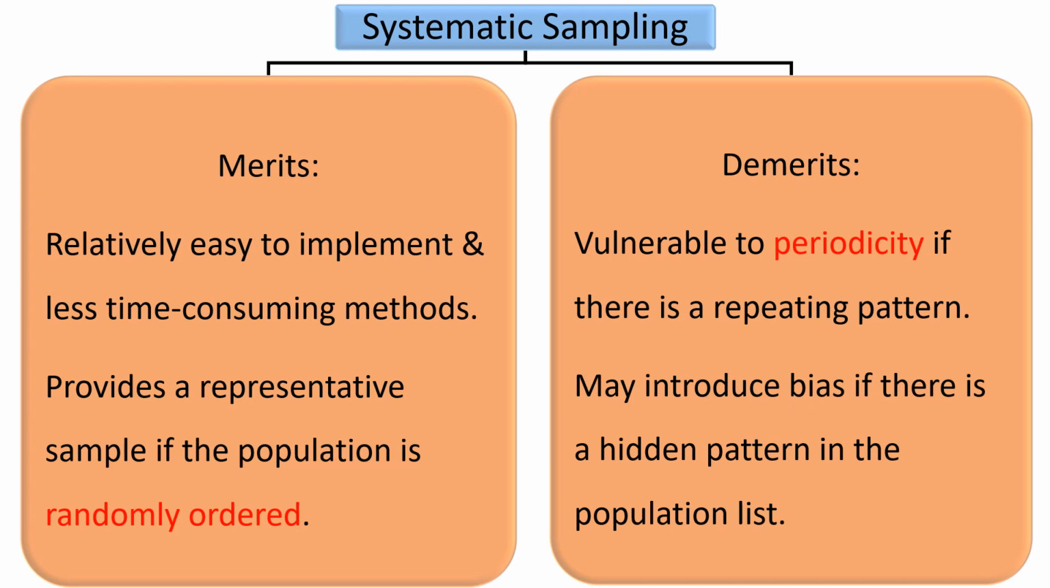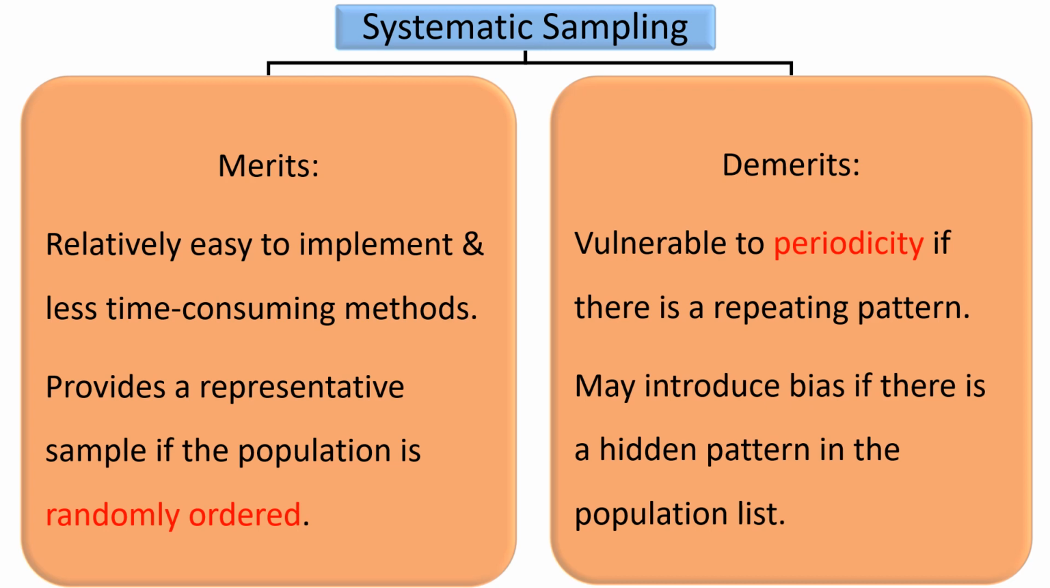Proceeding to the merits and demerits of systematic sampling. When we see the importance, it is relatively easy to implement and a less time-consuming method because it is just a modified version of simple random sampling. And it provides a representative sample if the population is randomly ordered.